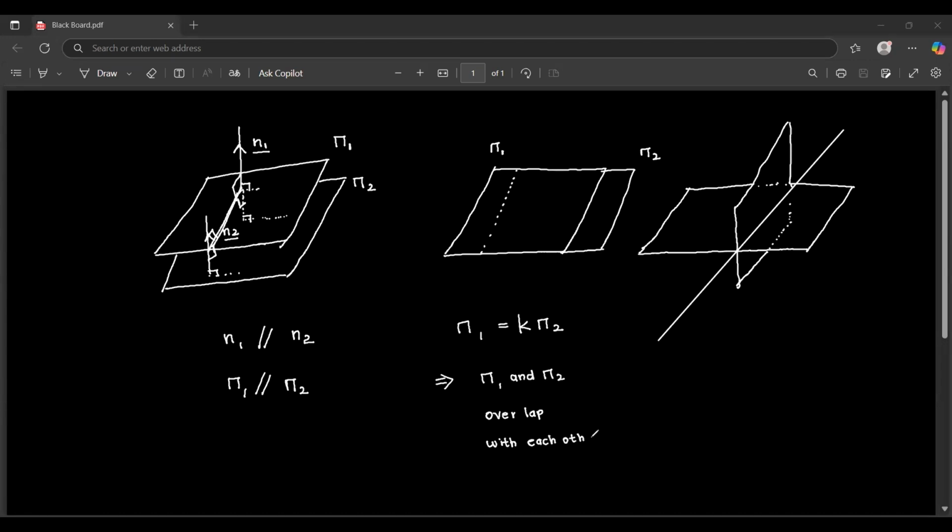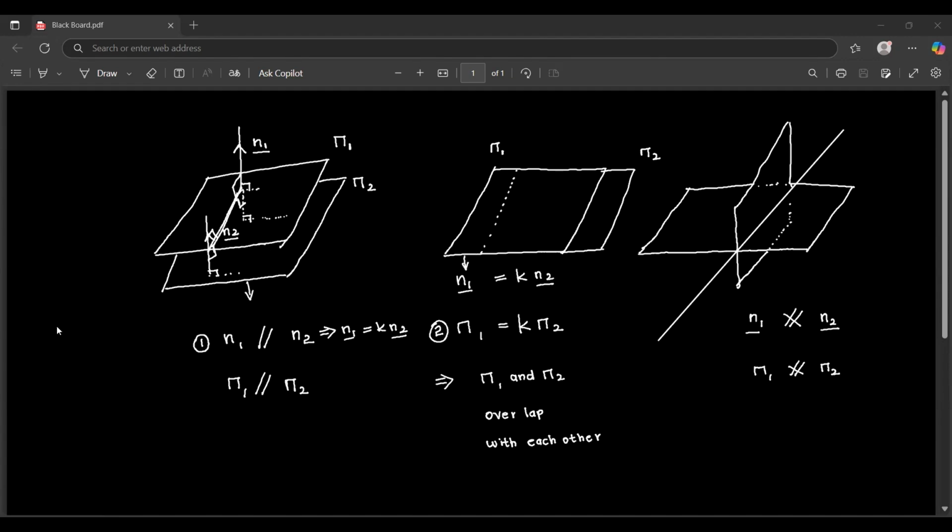This is the condition. But before you go to this condition, you have to make sure n1 equals k n2, because if they are parallel to each other, that implies n1 equals k n2. This is the first thing you have to prove, then only you can prove this. If n1 and n2 are not parallel to each other, we can definitely say phi 1 and phi 2 are not parallel to each other. In this video, we are going to focus on how we can come up with the parallel planes and also the overlapping planes.